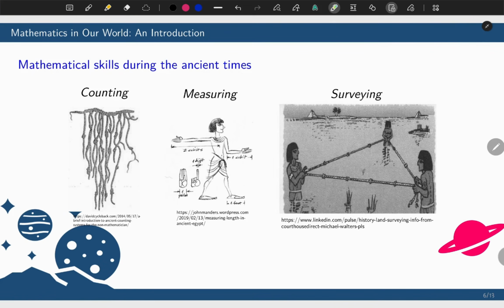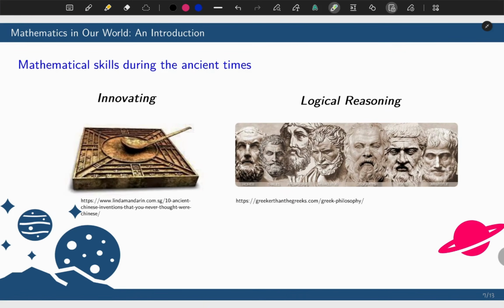These are some of the mathematical skills during ancient times. Counting. Ancient people knew how to count already. Why is that? They needed to account for their resources so that they would know whether these resources would meet their needs or not. Next, innovating and logical reasoning. There are a lot of things that we are using until the modern era that were invented during ancient times. It's because ancient people were known to be innovative and resourceful.